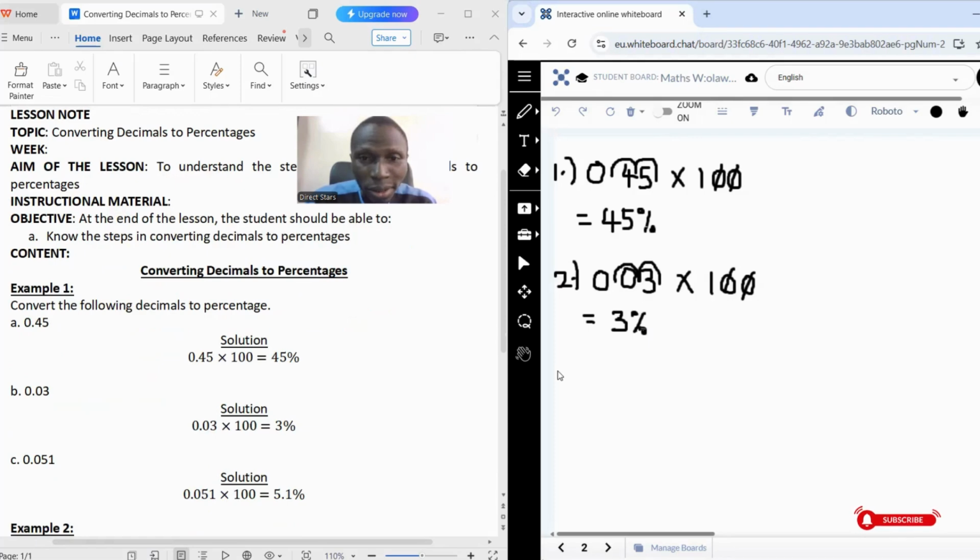Third example, we're asked to convert 0.051, which is a decimal. We're asked to convert this to a percentage. So we are going to do the same thing that we did in the first and second examples to convert 0.051 to a percentage. We're just going to multiply this decimal by 100. So 0.051 multiplied by 100.